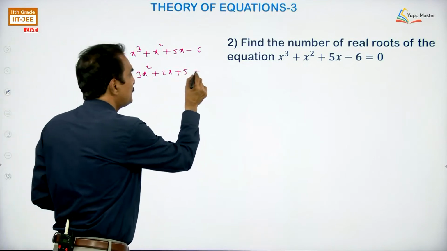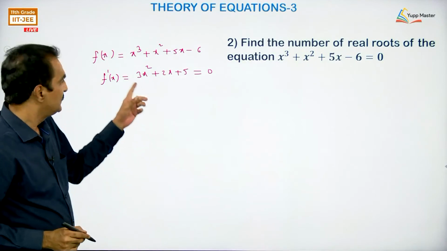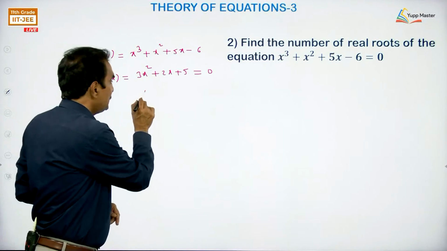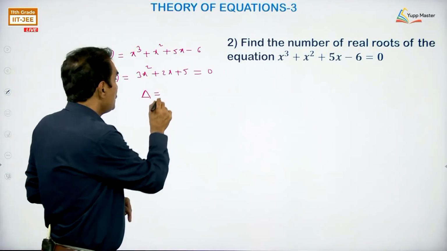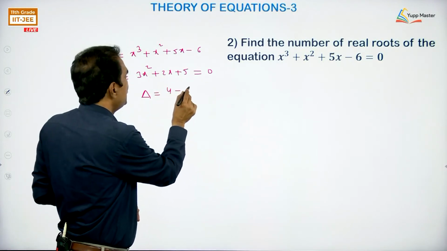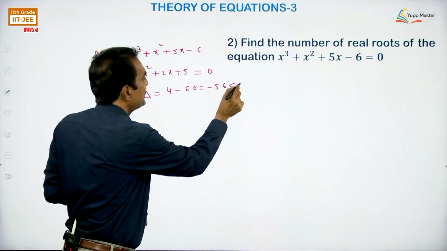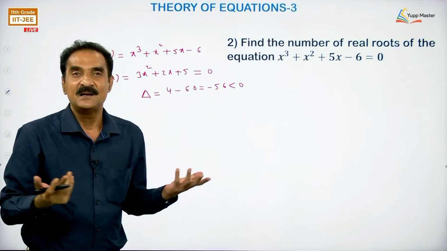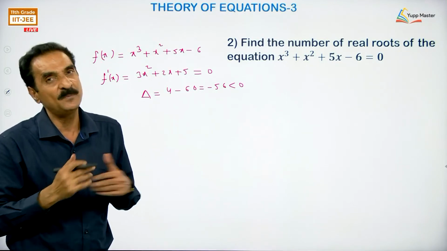Now, if it is equal to 0, you can't factorize it, so check the discriminant. Discriminant is b square minus 4ac, 4 minus 60, it is minus 56, negative. When delta is negative, what can you say? Roots are imaginary. That means there is no maximum point, no minimum point.